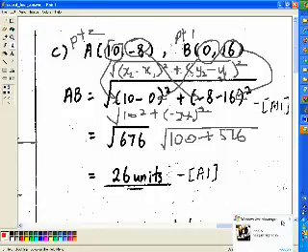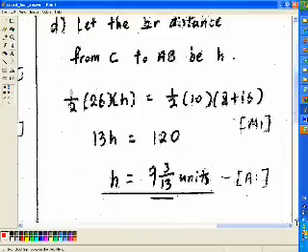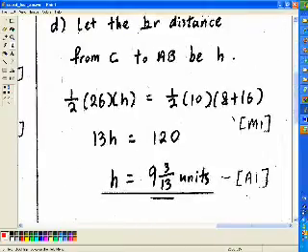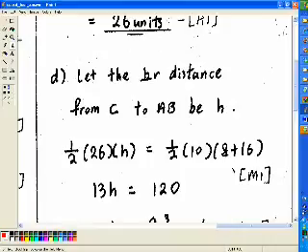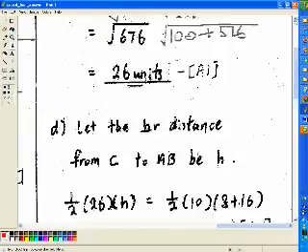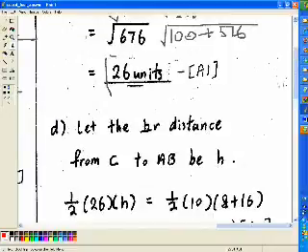So that's why the answer over here, okay, you have half times 26 is this distance AB. Okay, this distance AB, 26 times h, because we don't know what is this perpendicular distance, will be equals to half times 10 times 8 times 16. Okay, how do we get 10 and how do we get 8 plus 16?